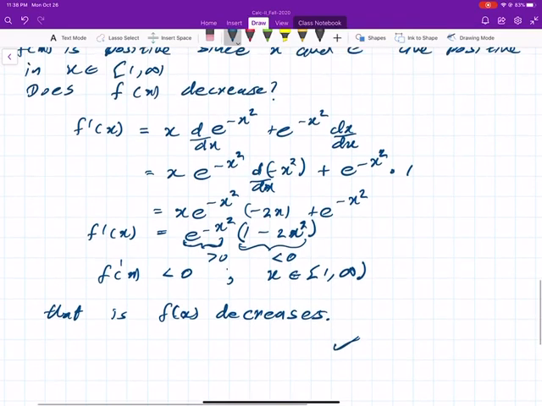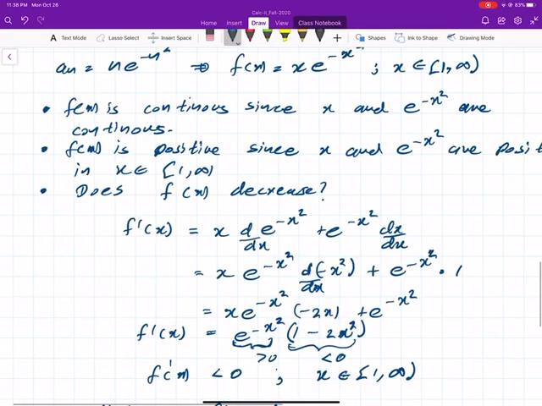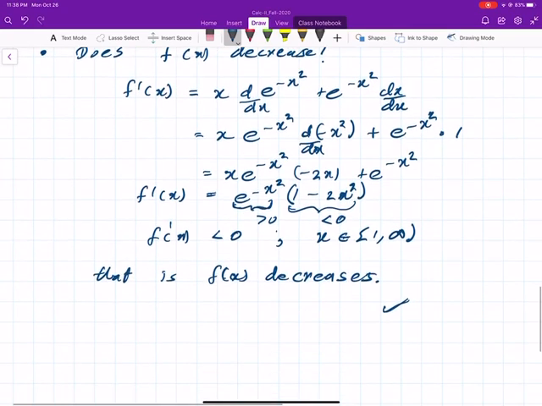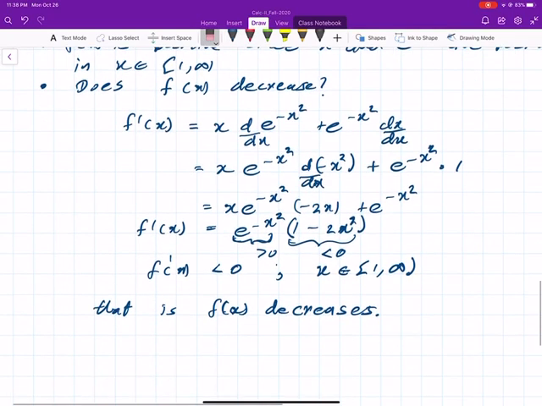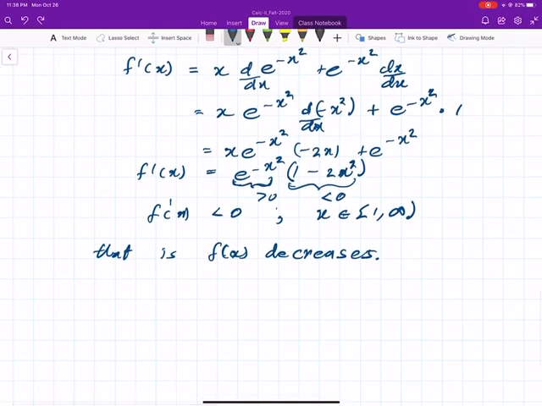So you have already shown f of x is continuous, then it is positive, and it is decreasing. All the three conditions are satisfied. The decreasing part is the hardest one because you have to get the first derivative and show the first derivative is negative. So that will give you f of x is decreasing. That's what you learn in Calc 1. Now you go to solve the problem.